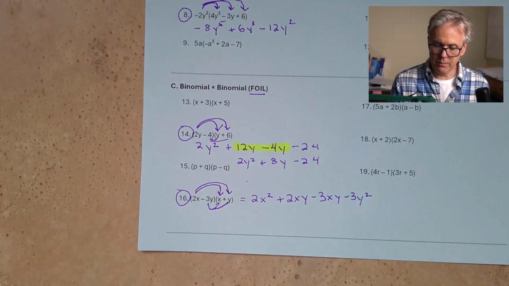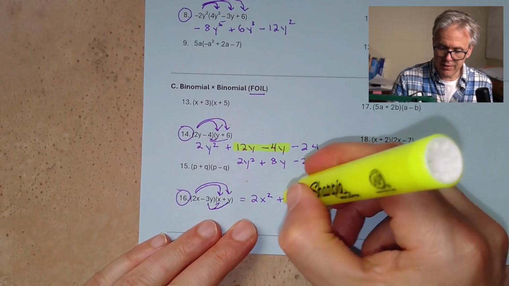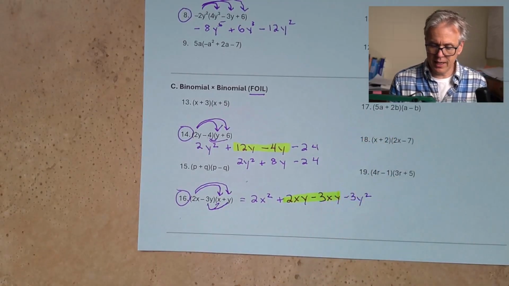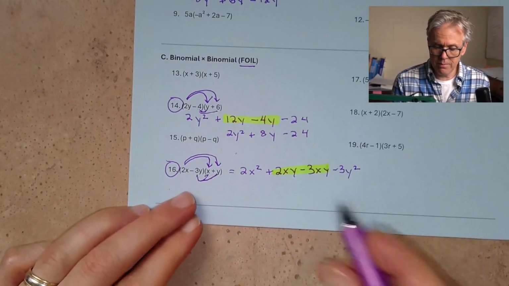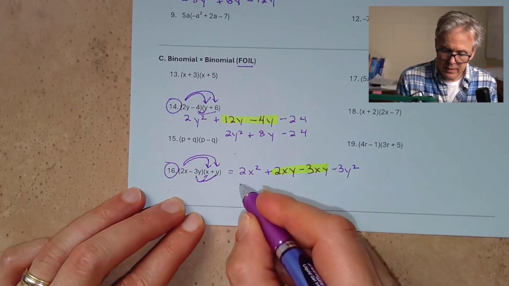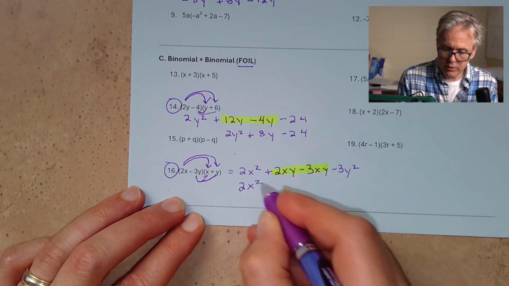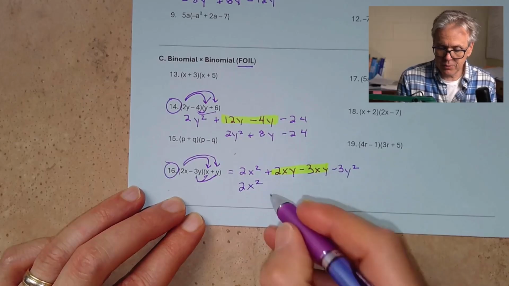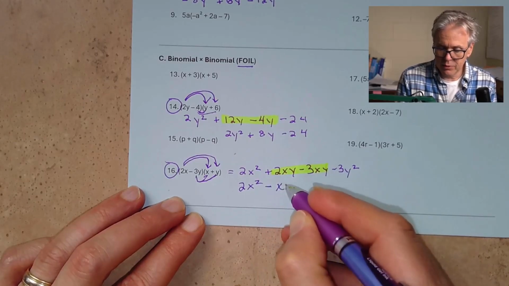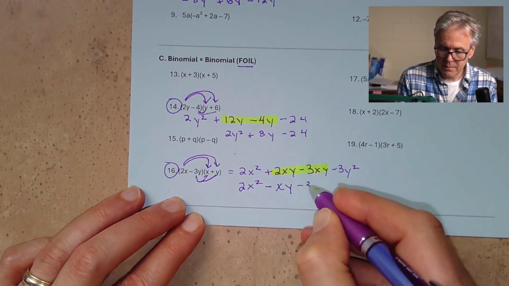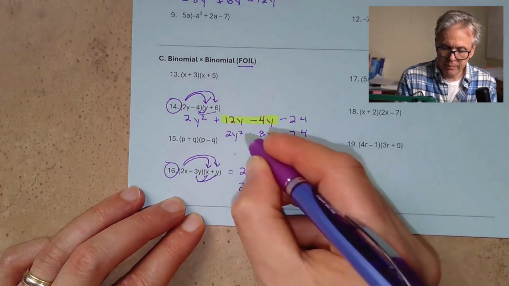And notice what we have here. Our middle terms, just the nature of how these are set up, often give a chance to combine. Not every time, but often you do. Let's go ahead and finish this up. So just rewrite that first term, 2x squared, and then 2xy minus 3xy is a minus xy, or minus 1xy is fine. Minus 3y squared.